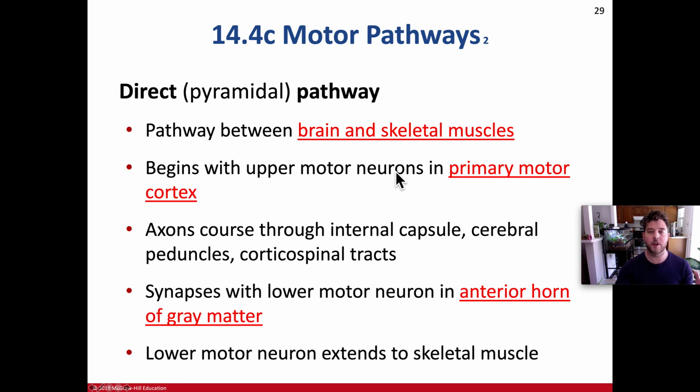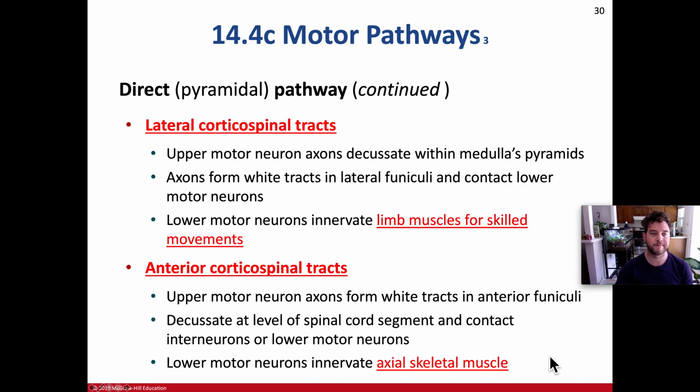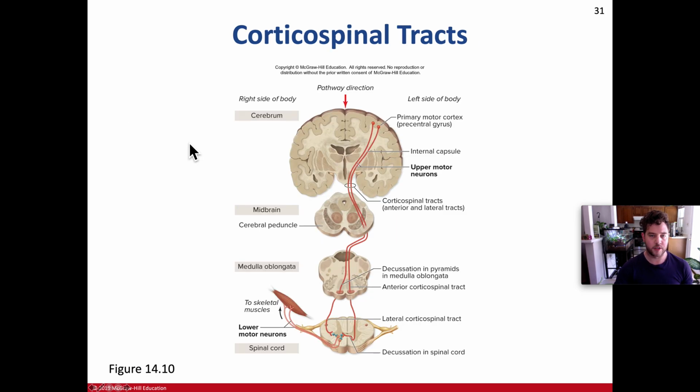It begins with upper motor neurons in the primary motor cortex. The axons move through the different parts of the brain and the spine, and it synapses with a lower motor neuron in the anterior horn of gray matter. So it's essentially upper neuron right to a lower neuron. And then that lower neuron extends to a skeletal muscle. So it's a very much step-by-step, direct pathway. There are 2 different types of direct pathways. I think it's just 2, yeah.